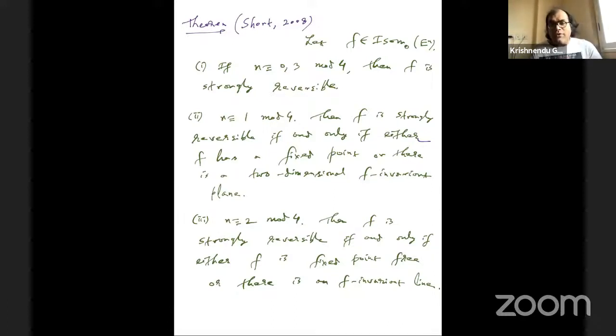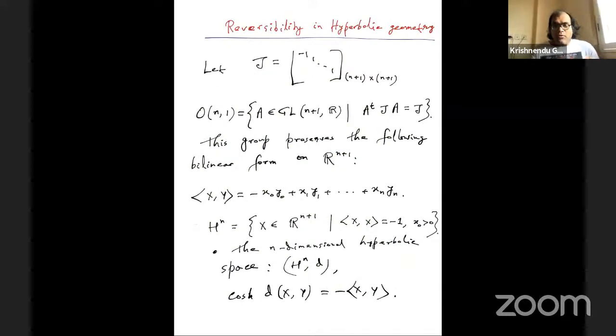That means every orientation preserving isometry can be expressed as a product of two orientation preserving involutions of Euclidean n-space. And when n equals 1 mod 4 or n equals 2 mod 4, the cases are much finer, and accordingly you have to classify them. Short did that very successfully. This resolves the problem of classifying reversible elements of Euclidean space forms. Now what about reversibility in hyperbolic geometry?